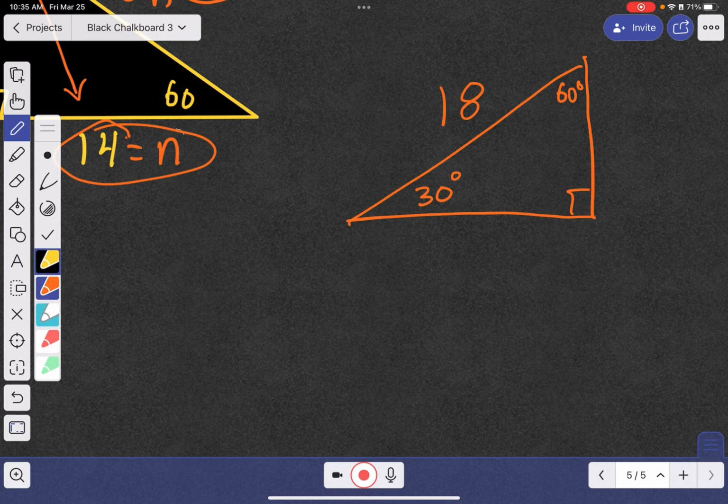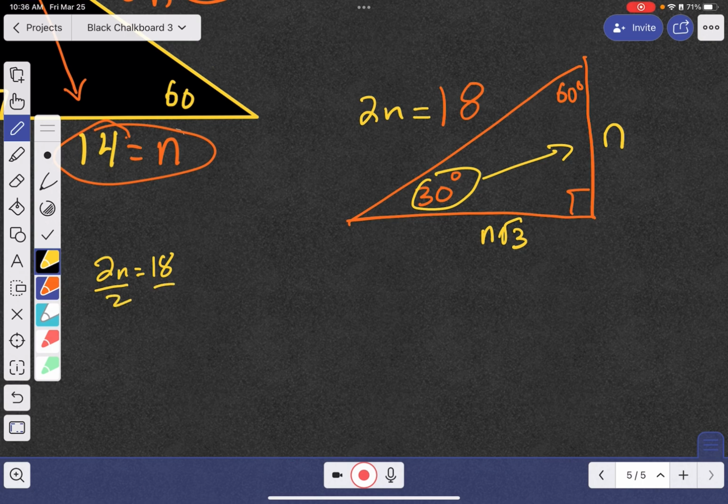Well, for my ratios, here's my 30 degree angle. The side opposite the 30 degree is n. My hypotenuse is 2n, and my long leg is n times the square root of 3. Well, I have a 2n where my 18 is, so I'm just going to set them equal to each other. So 2n equals 18. What's n equal to? 2n equals 18. Divide both sides by 2. n equals 9.